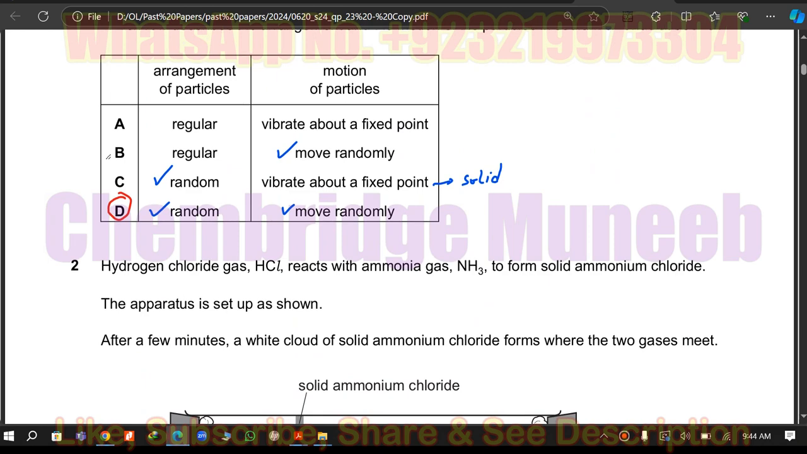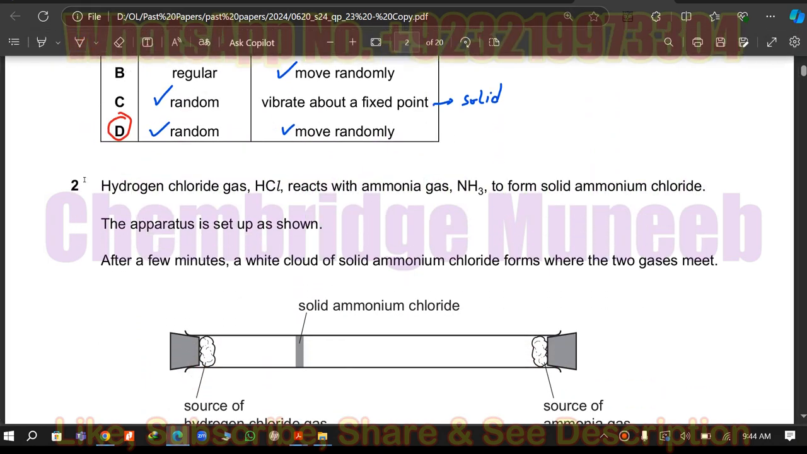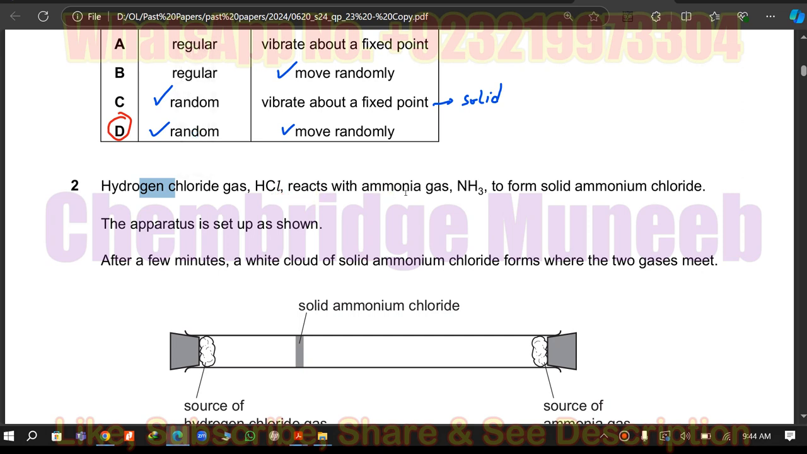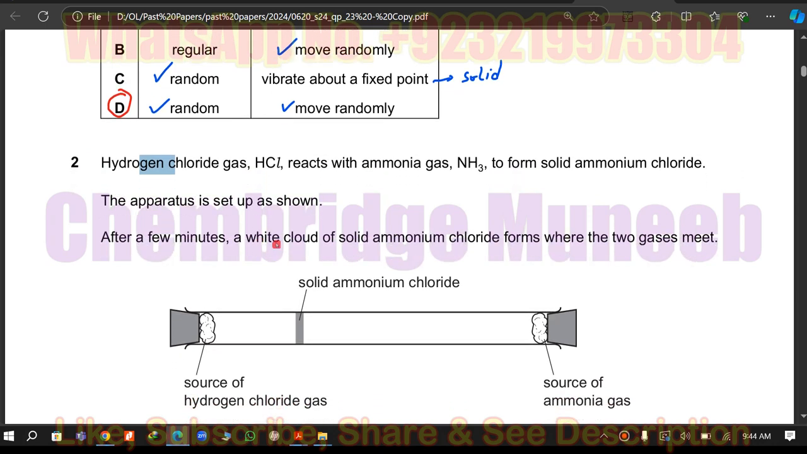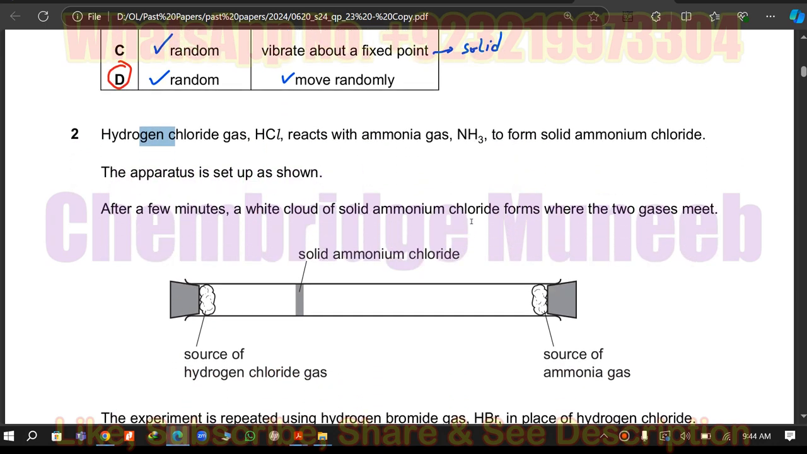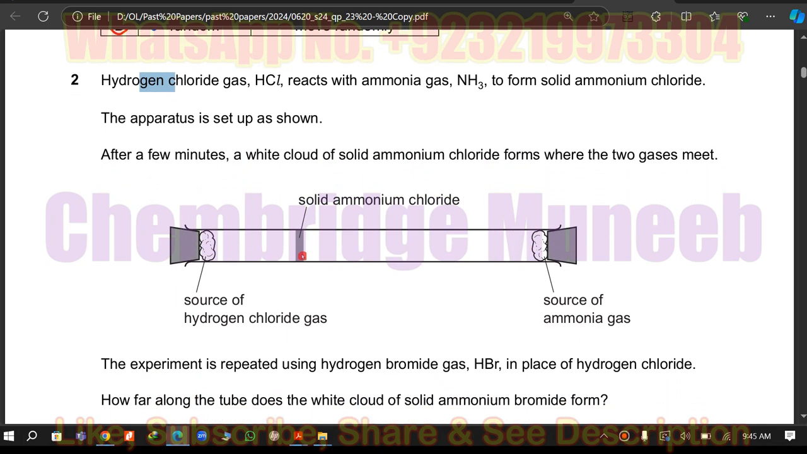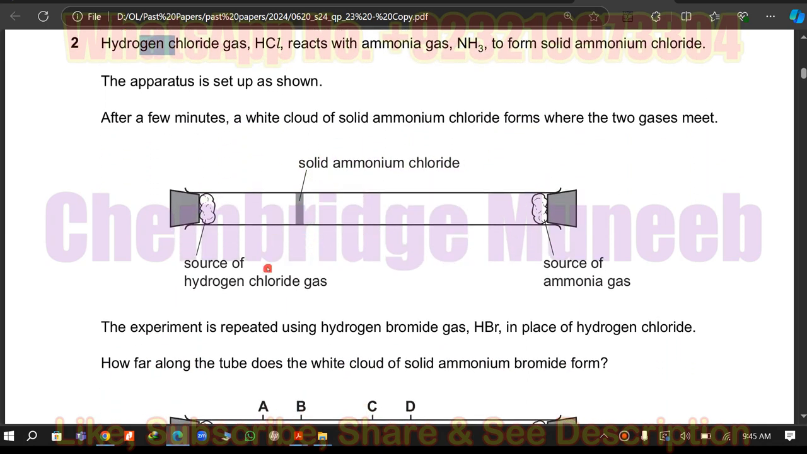Now moving ahead, question number 2. Question number 2 states: hydrogen chloride, HCl, gas reacts with ammonia to form ammonium chloride. The apparatus is set up here. After a few minutes, a white cloud of solid ammonium chloride forms where the two gases meet. Now we have this diagram and this solid ammonium chloride formation at this point in the tube.